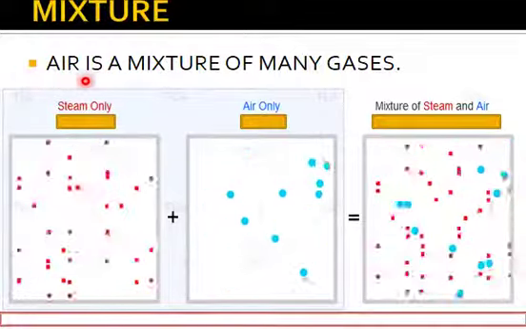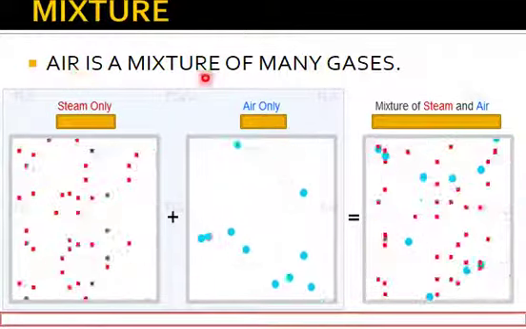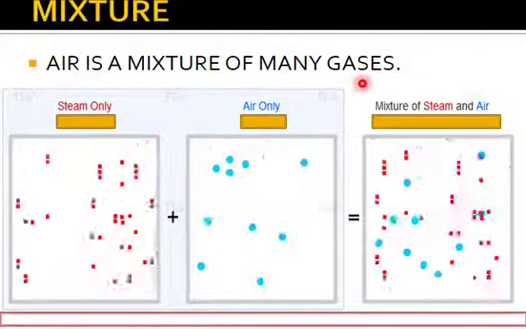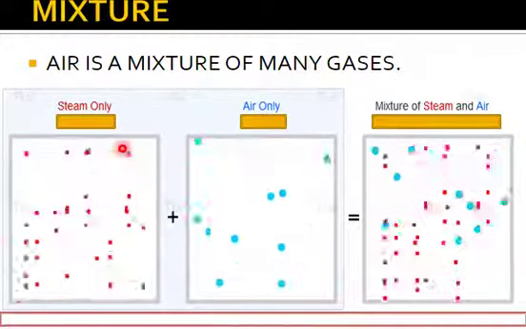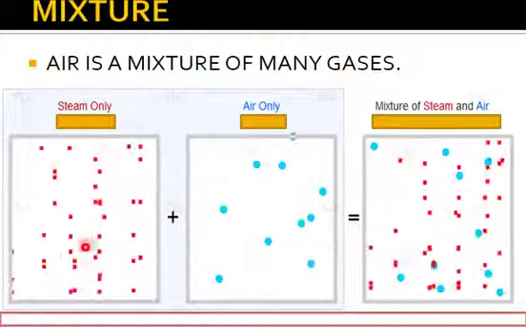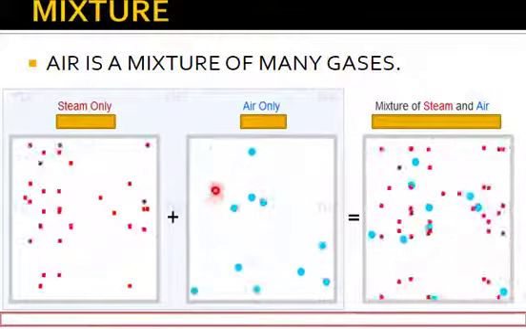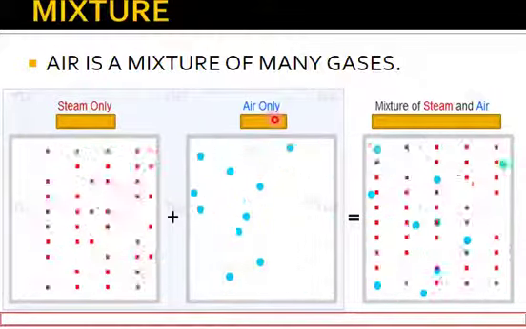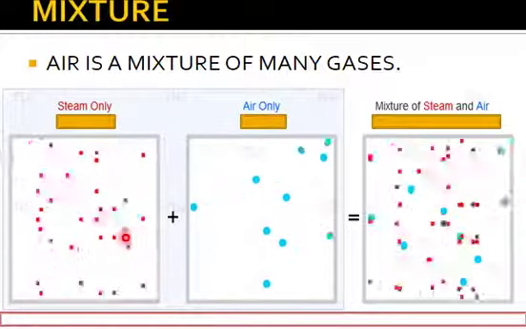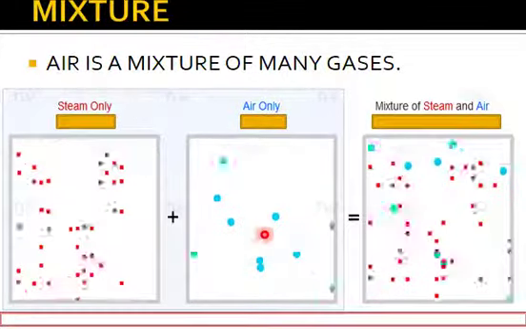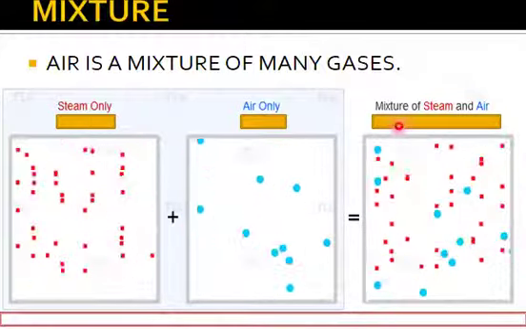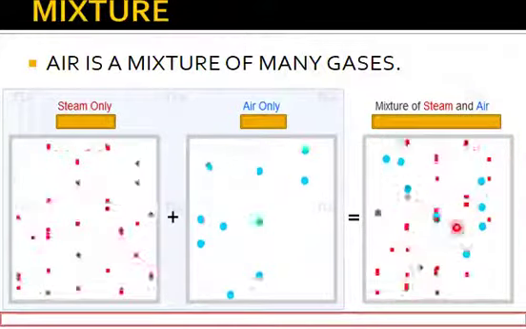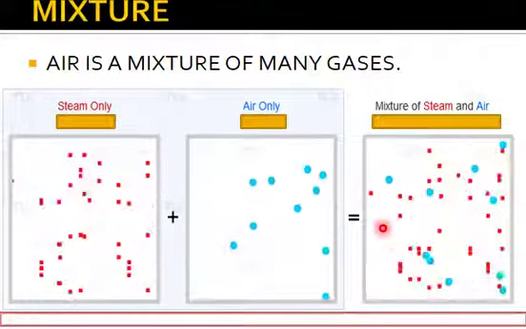Yes, the air. The air is a mixture of many gases. My dear students, you can see here in this slide the steam. The red particles are steam and the blue particles are air only. So when we mix both together, steam into air particles, we can see here the mixture of steam and air, which is also present in the air around us.